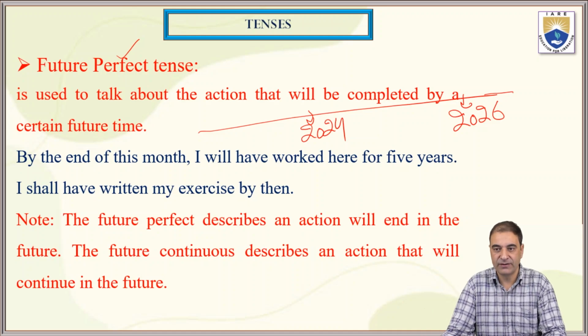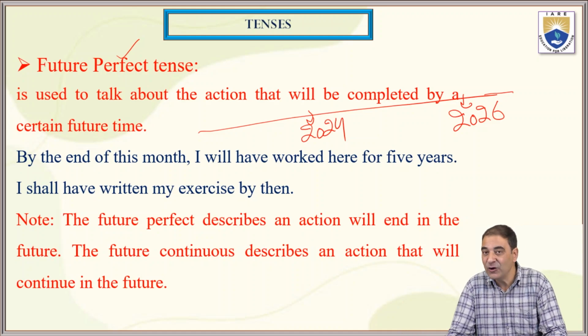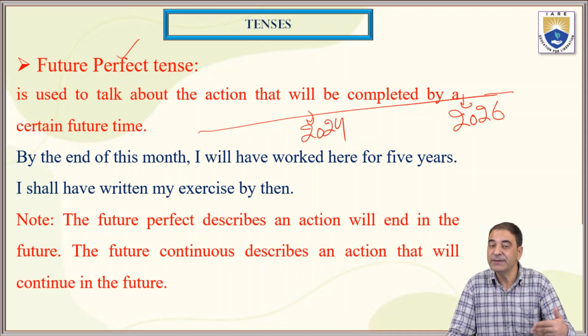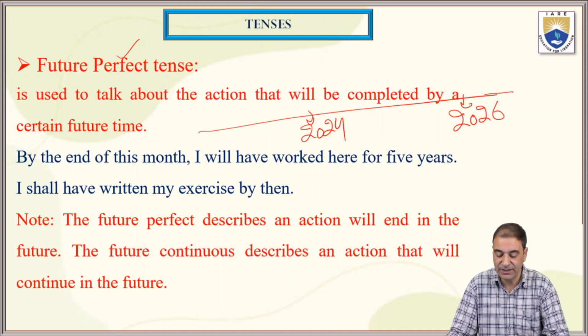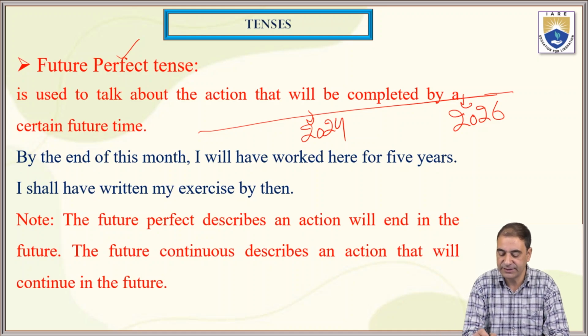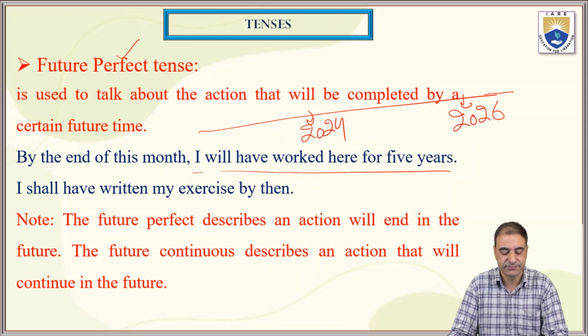By the end of this month, right now it is July, and right now it's 20th of July. And I'm talking about the end of this month. By the end of this month, that's a future. And something will be completed in future. And what's that something? I will have worked here for 5 years. That's why we call it future perfect. By the end of this month, I will have worked here for 5 years. Or the next one, I shall have written my exercise by then.